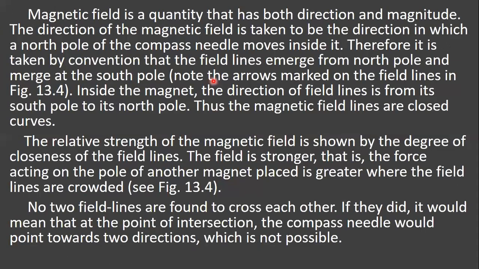The magnetic field, children, is a quantity that has both direction and magnitude. Magnitude means we can say whether the magnetic field is large or small, and the direction of the magnetic field is taken to be the direction in which the north pole of the compass needle moves inside it.